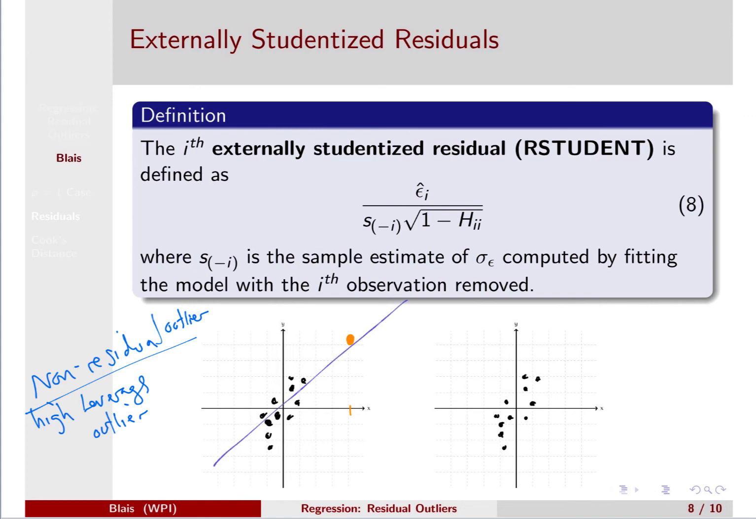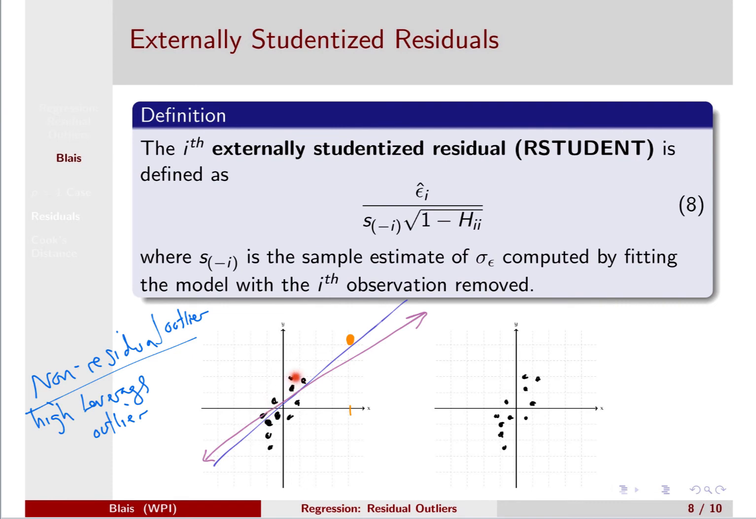looks something like that. Now, if we want to compute this s sub minus i, we remove this orange point and redo the regression. So pretend like that orange point isn't there and redo the regression, and we'll get a new line, maybe something like this. It changes a little bit. The point is, this line has a pretty minimal shift from the removal of this orange point, this non-residual outlier that's also a high leverage outlier.